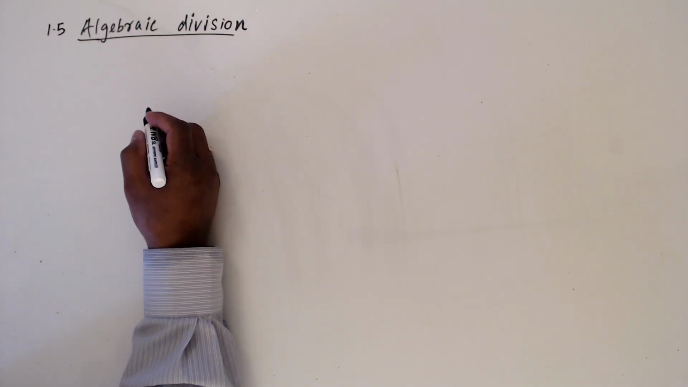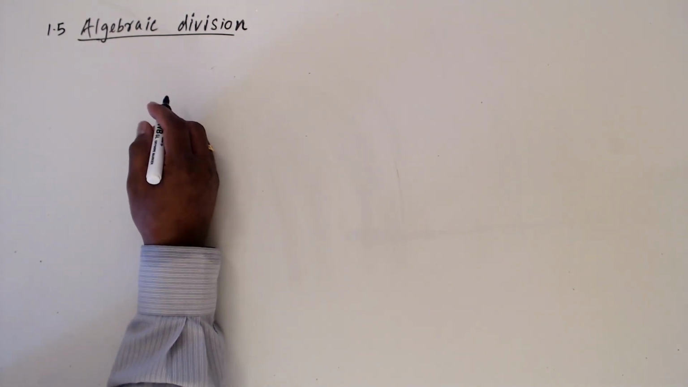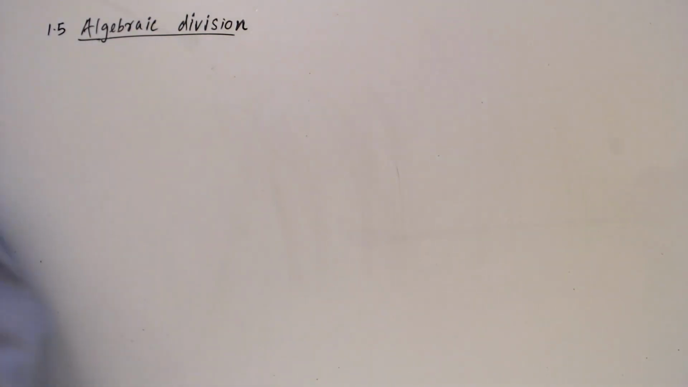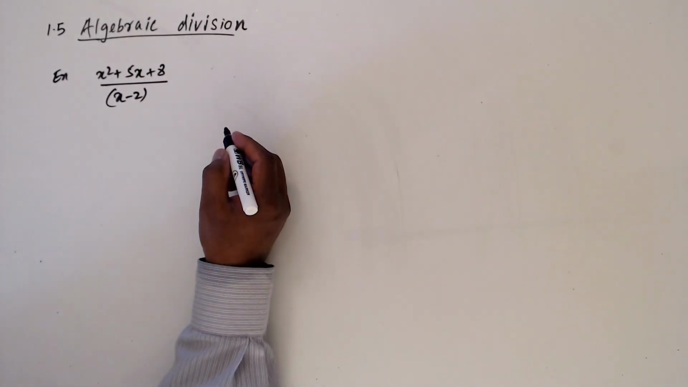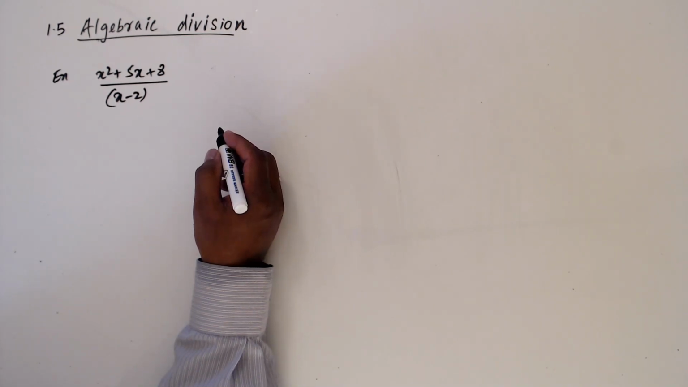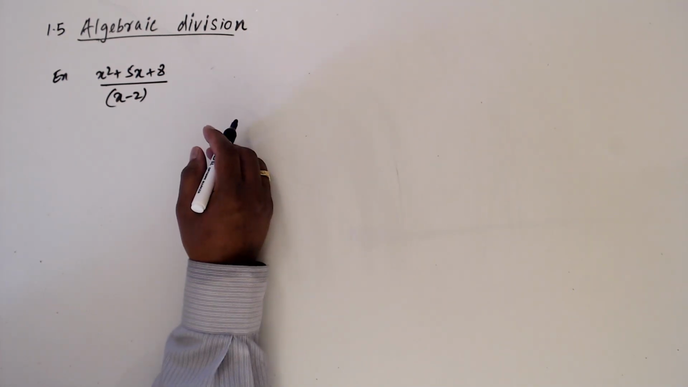Section 1.5 Algebraic Division. We'll start with the example: x square plus 5x plus 8 divided by x minus 2. Now, first of all, we want to look at whether this is a proper fraction or improper fraction.